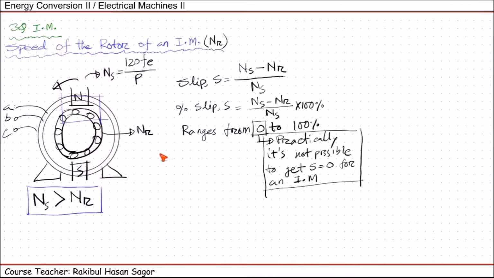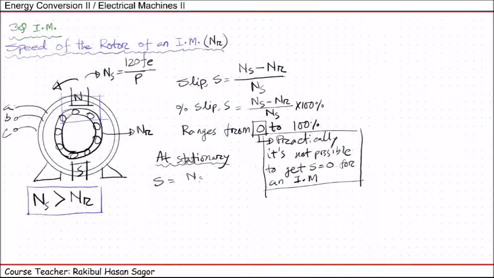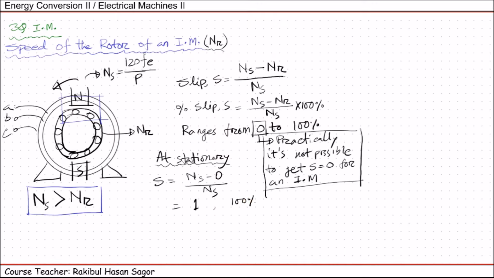At stationary, that means when the rotor is stopped, the value of nr is equal to 0. That means the rotor is not rotating, so the rotor speed is 0. At that moment, the slip value will be s equal to (ns minus 0) over ns, equal to 1 or 100%. So at stationary, the slip value will be 1 when the motor is stopped. Whenever the motor is stopped, we say the value of slip is 1.